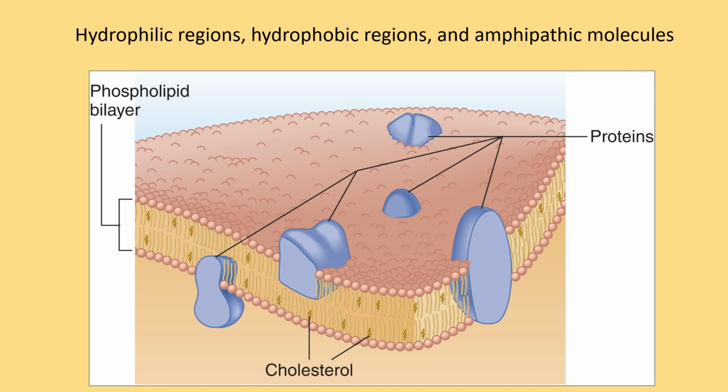And then we can look at those little green tails of each of those phospholipids. Those are made up of fatty acids, and they are hydrophobic. So when we talk about hydrophilic regions, hydrophobic regions, and amphipathic molecules, this is what we're talking about, and it matters a lot when it comes to the plasma membrane function. So we'll talk more about this.